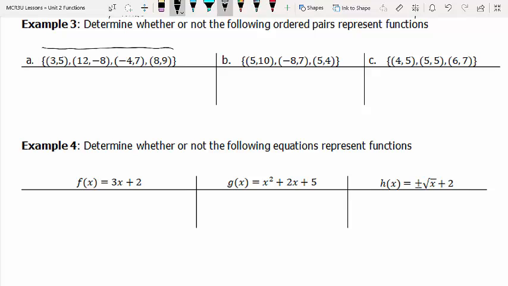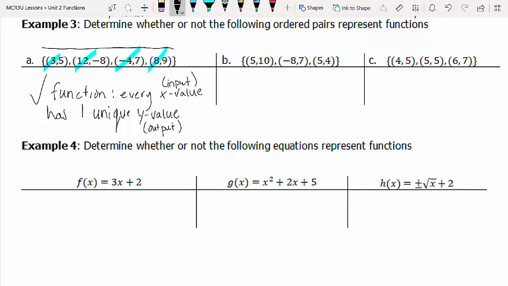But in this first set of points, we're actually good, right? We have all different x values, which means that every x value in this function has only one output. Okay, let's check out the second one. Does every x value only have one output?